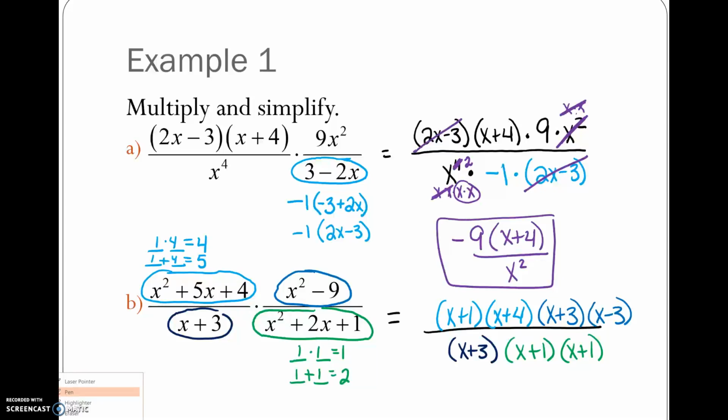Now we get to look at what cancels. So what do you see on the top that matches stuff on the bottom? x plus 1 cancels out one of the x plus 1s. x plus 3 cancels out one of the x plus 3. So our final answer here is x plus 4 times x minus 3 over x plus 1.